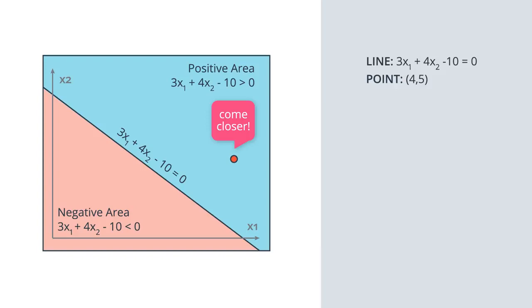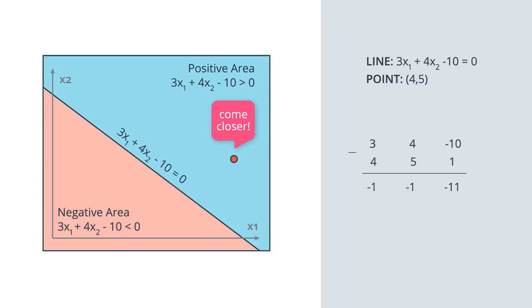So here are our parameters of the line, 3, 4, and minus 10. And the coordinates of the point are 4 and 5, and let's also add a 1 here for the bias unit. So what we'll do is subtract these numbers from the parameters of the line to get 3 minus 4, 4 minus 5, and minus 10 minus 1. The new line will have parameters minus 1, minus 1, and minus 11. And this line will move drastically towards the point, possibly even going over it and placing it in the correct area.